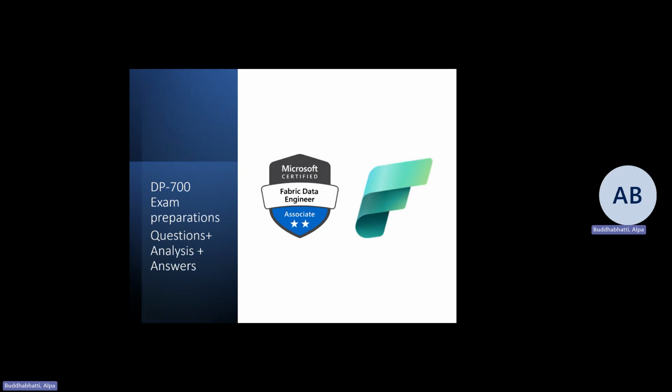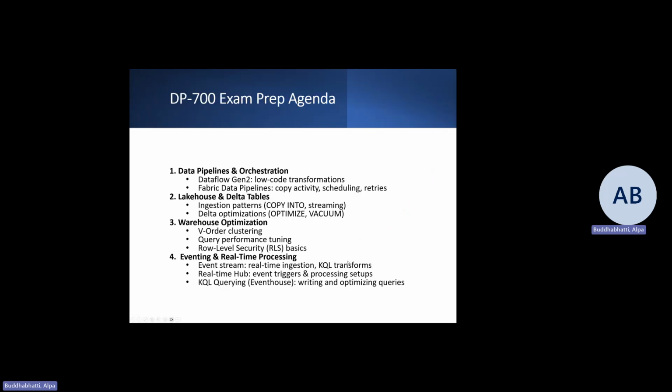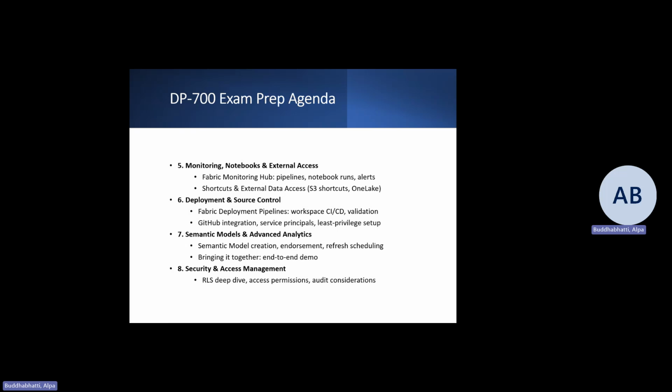So let's start with section 1. But before we go into section 1, here you can see that we have a series of 8 sections. For example, first is data pipeline or orchestration that we're going to cover. And then later on in the series, we are going to see lakehouse, warehouse operations, event and real-time processing. We are also going to see monitoring, notebooks, and external access. We are going to see CI/CD pipelines, and we will also see semantic models and security.